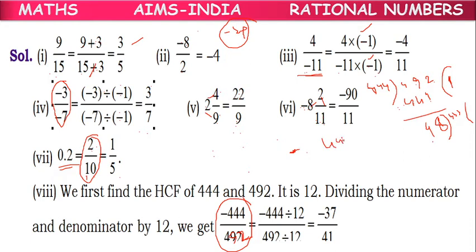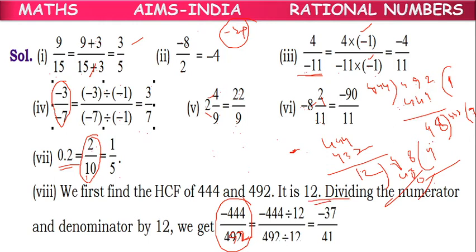Here we are having 444. 48 9 times. 9 8 times 72. 7 is remaining. 9 4 times 36 plus 7 43. 432. 12 is remaining. This 48 will come here. 48. 12 4 times 48 0. Means for HCF we should go on dividing until we get 0. So here HCF is 12. So it is not in the standard form. So we can divide with 12. Here minus 37 we are getting, 41 we are getting. This is the standard form.